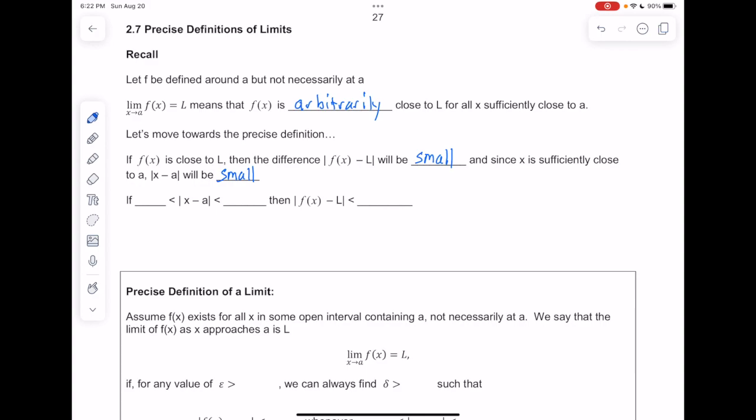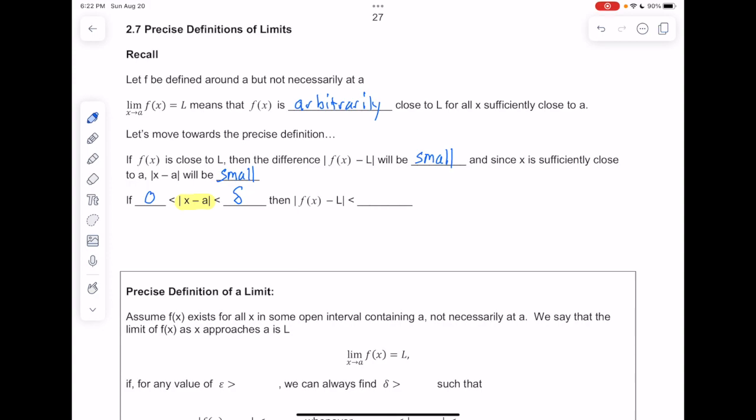So we want the distance between x and a, which would be the absolute value of the difference of x and a, to be arbitrarily small, so we're going to say we want that to be less than some value delta, which is just the Greek letter, so it's like we're using D here, but we're doing it in the Greek alphabet. And remember that we're supposed to be near a, but not at a, so we want the distance between x and a to be greater than 0, so we're not looking at what happens when x is equal to a.